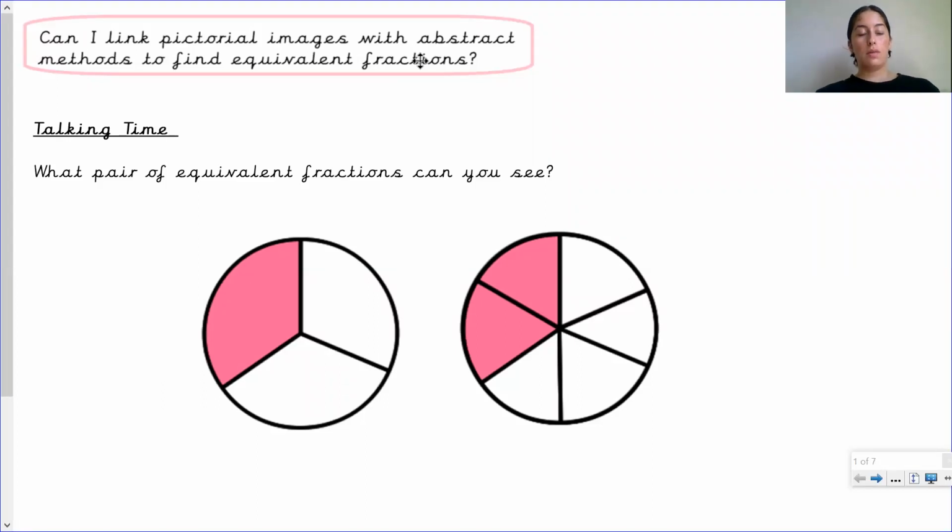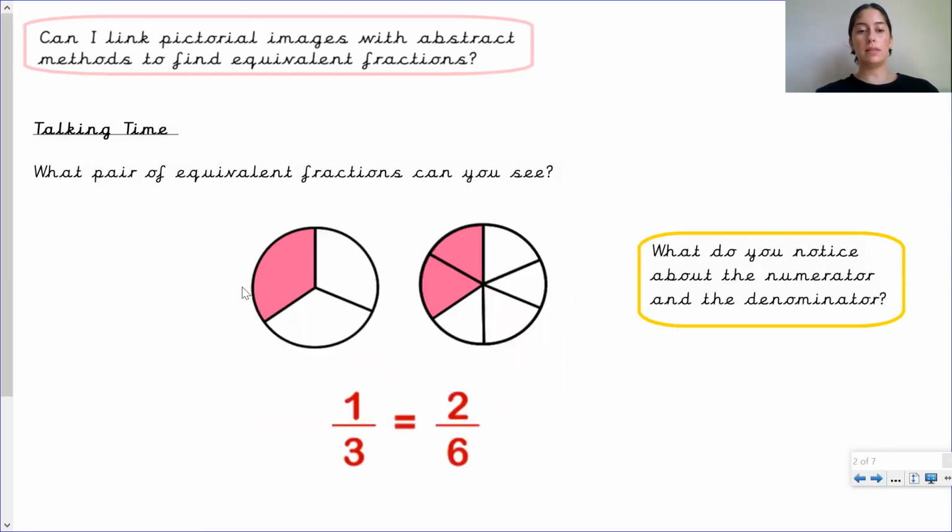So I want you to pause the video and write down the pair of equivalent fractions that you can see in this image. Play the video when you're ready. Okay, so here we can see that the circle is divided into 3 equal parts and one part is shaded. So 1/3 is represented in this image.